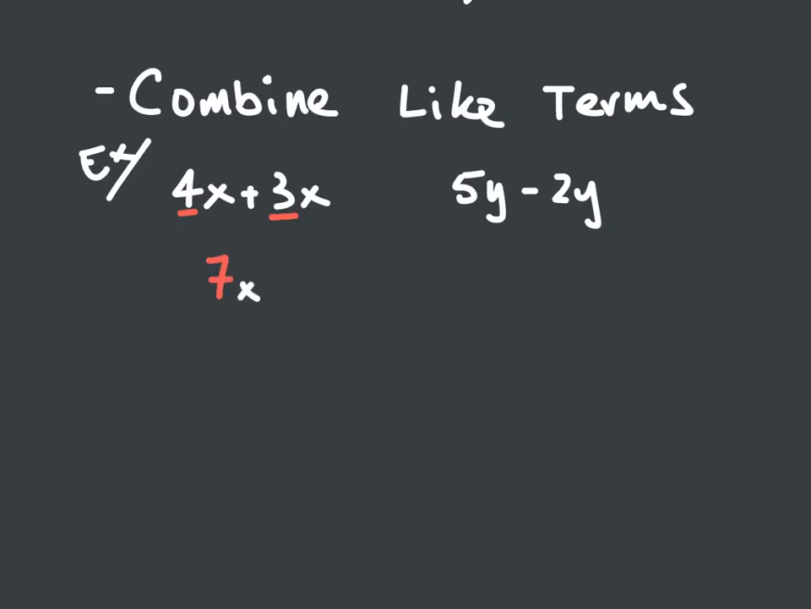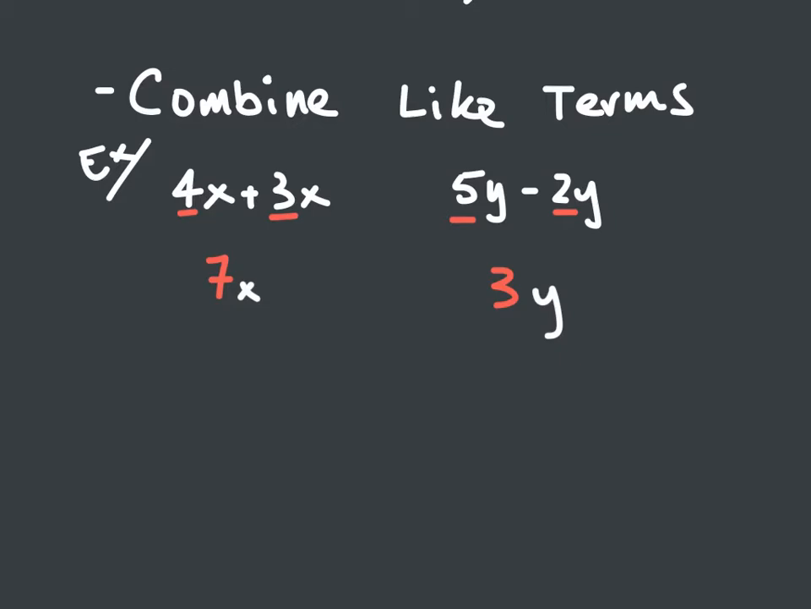You can use this with any other variable term. Like if I'm using the variable y and I notice I have another y, I can combine these. If I've got 5y minus 2y, I simply do the operations it's telling me to do with the numbers out front and then keep the variable. So 5 minus 2 is going to give me 3, keep your variable y. That's the idea of combining like terms.